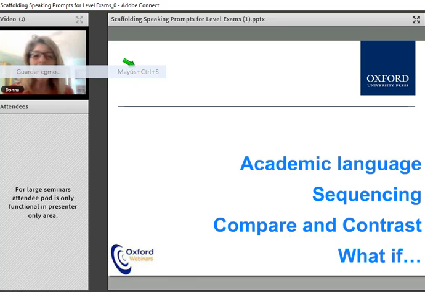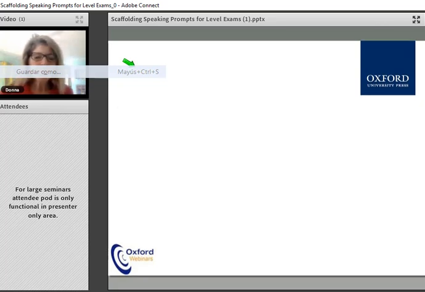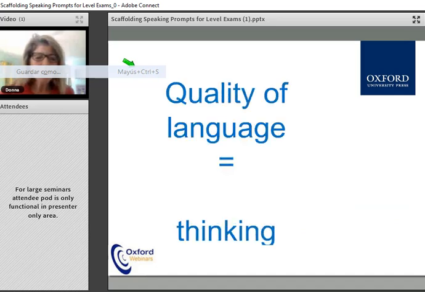Okay, so we're breaking up the scaffolding in level 2 into academic language, sequencing, compare and contrast, and all right, you'll figure it out. We are going to start with academic language.